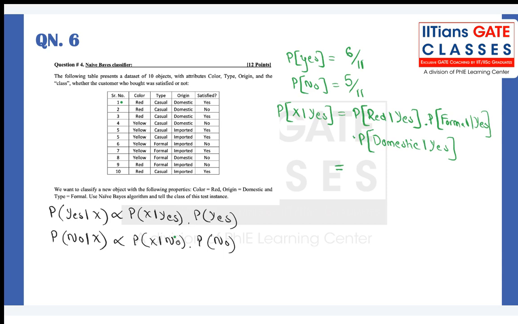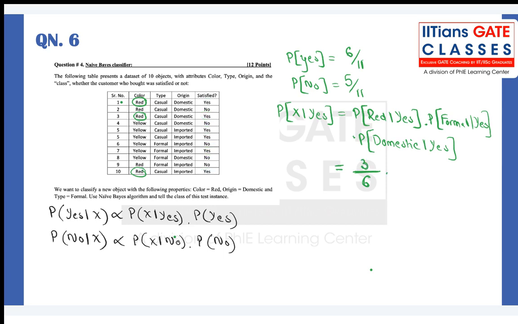P of red given yes is nothing but look at all the sets that are present for yes. There are 6 of them. Out of these 6, this is red, this is red, and this is red. So 3 by 6 or 1 by 2, multiplied by.